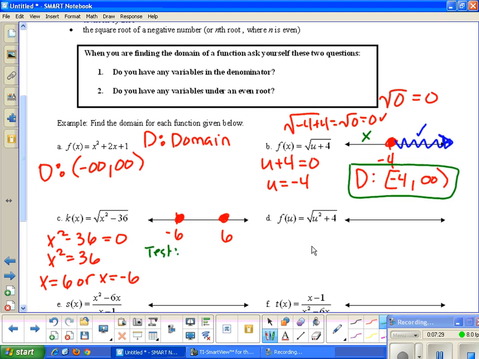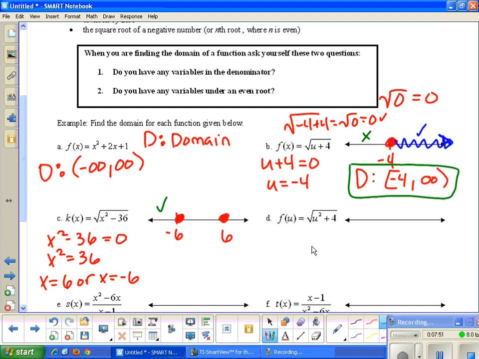It doesn't really matter what you pick as long as it's to the left. So let's this time test -10 and plug it into my equation. When I plug -10 into this equation, I would get -10 squared, which becomes positive 100, and 100 minus 36 does not give me a negative number, so these numbers are all going to be okay. So I can use those.